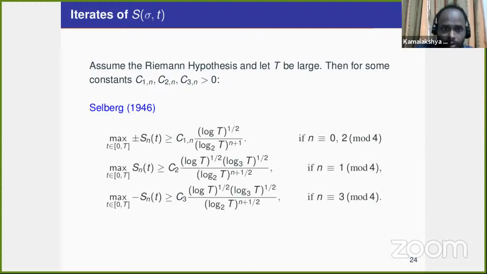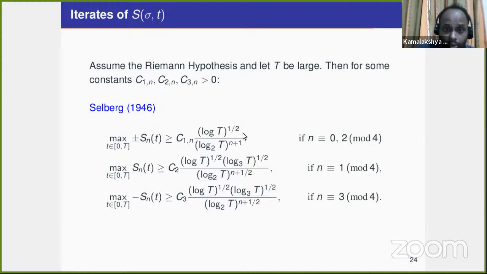This is due to Selberg. This says that positive and negative values of S_n(t) are this small. Note that though S_n(t) is defined in terms of an iterated integral, intuitively it's supposed to be larger than S(t) at each stage of the integration, but somehow it happens to be the smaller value. Once we integrate, the variations of S become more and more stable with each integration.